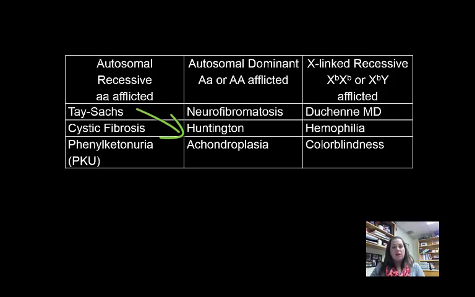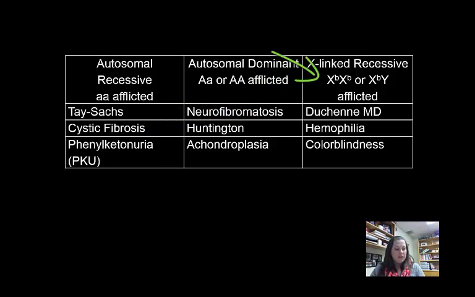The last one here that's autosomal dominant is achondroplasia. This is a form of dwarfism. This is where the individual has a normal sized torso, but their arms and legs are short. There are also going to be skeletal issues that come into play with somebody with achondroplasia.